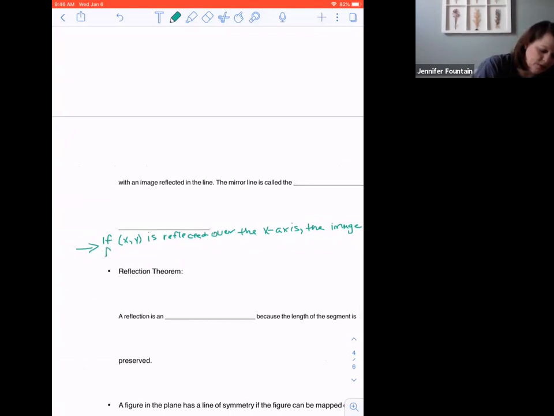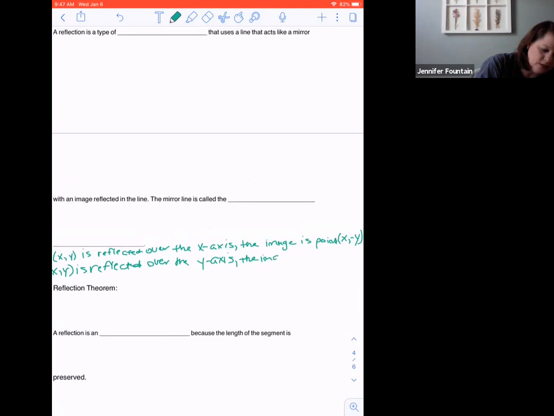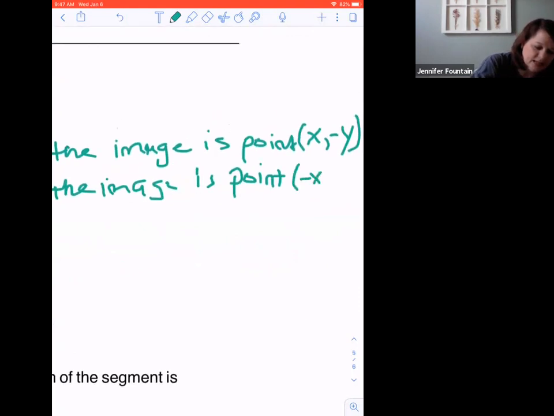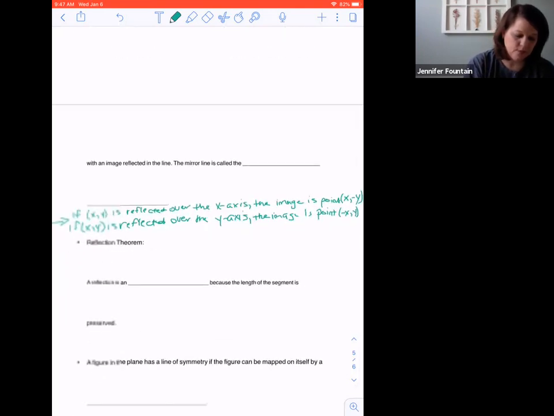And then if (x, y) is reflected over the y-axis, the image is point (negative x, y). So the key there to determine which point will be positive and negative depends on which axis it is reflected over. So this is from page 404, right above that green box that says reflection theorem. We're going to add that little note in there.